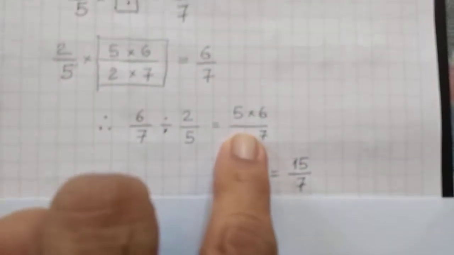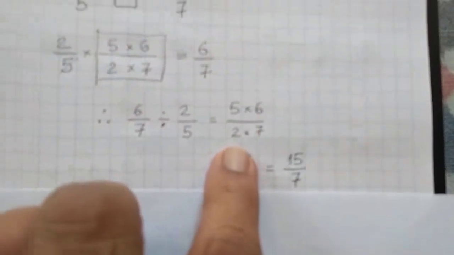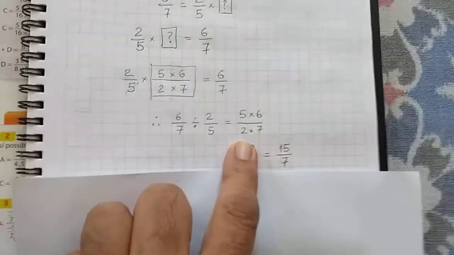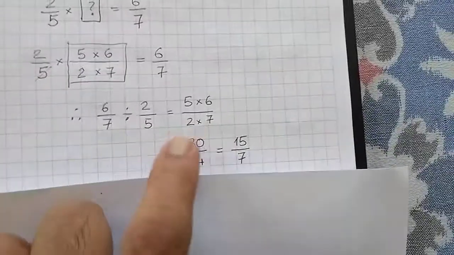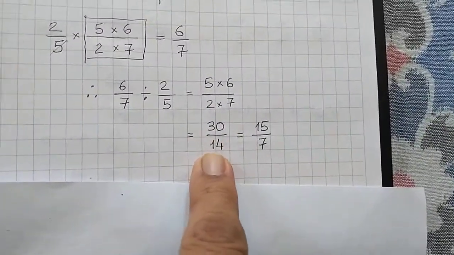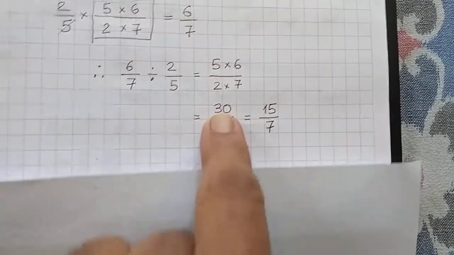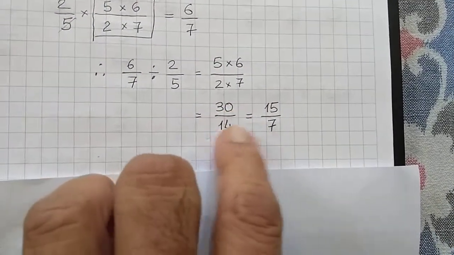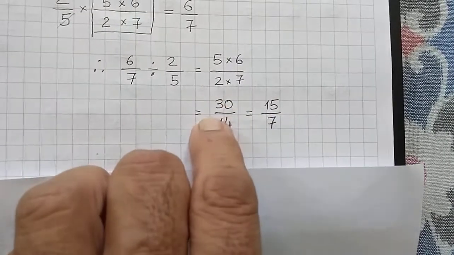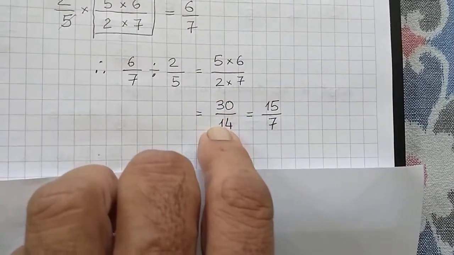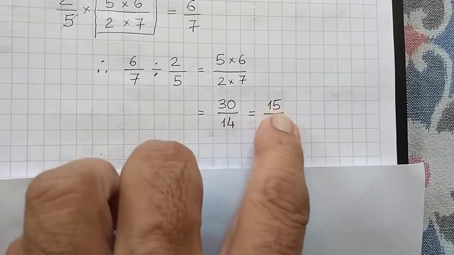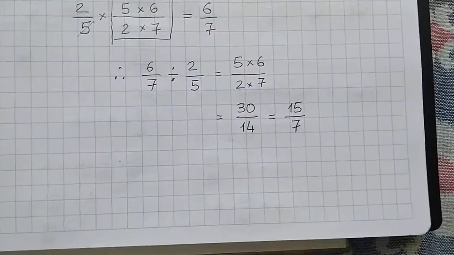So what is this? 5 into 6 is 30. What is 2 into 7? Let me see. Yeah, there we go. We got it in focus. 2 into 7 is 14, so 30 over 14. If you like, you simplify it. Not if you like, you should simplify it. 30 over 14 becomes 15 over 7. You divide both numerator and denominator by 2. So you get 15 over 7.